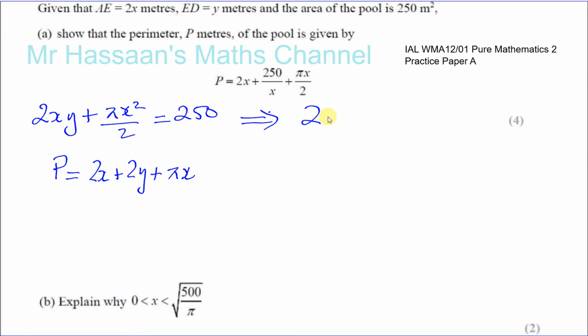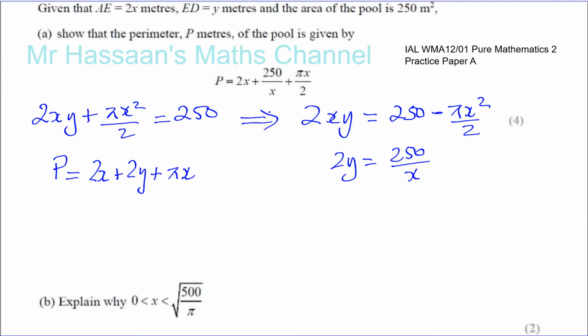So first of all, I've got to get rid of this. So I've got to subtract that from both sides. That's 250 minus pi x squared divided by 2. And I want to get rid of this x, so divide both sides by x. So this will be 250 over x. It's kind of looking nice there. Alright, and I've got to divide this by x. So basically the x will cancel out, and the x squared over x will just leave me with the x on top. So I'll have pi x over 2.